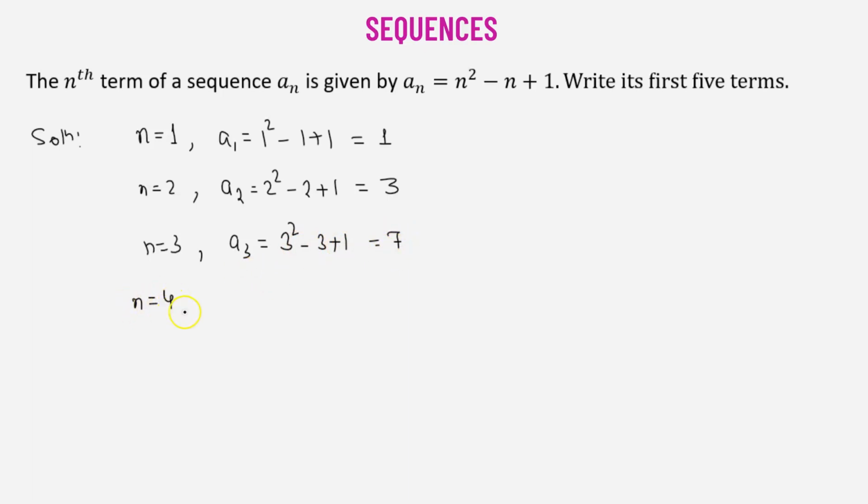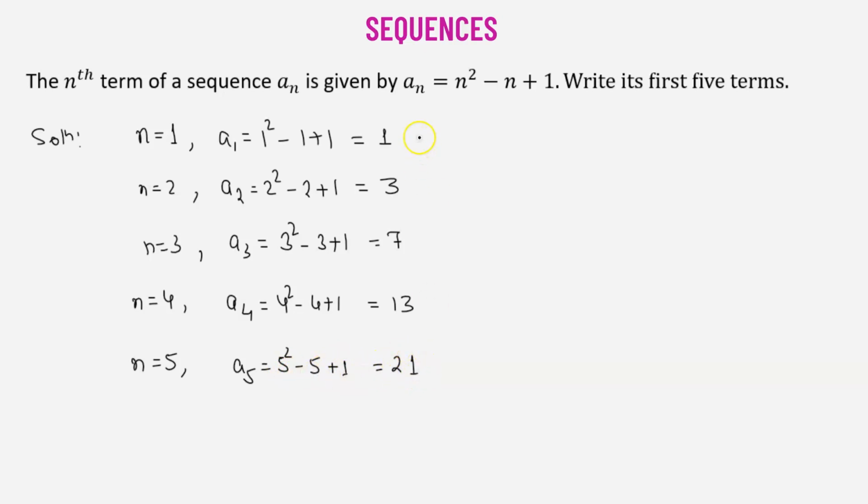The fourth term will be n equals 4. That gives us a4 equals 4 squared minus 4 plus 1. So we have 16, 16 minus 4 is 12, and 12 plus 1 is 13. This is our fourth term. And the fifth term is n equals 5. So a5 equals 5 squared minus 5 plus 1. 5 squared is 25, 25 minus 5 is 20, and 20 plus 1 is 21.